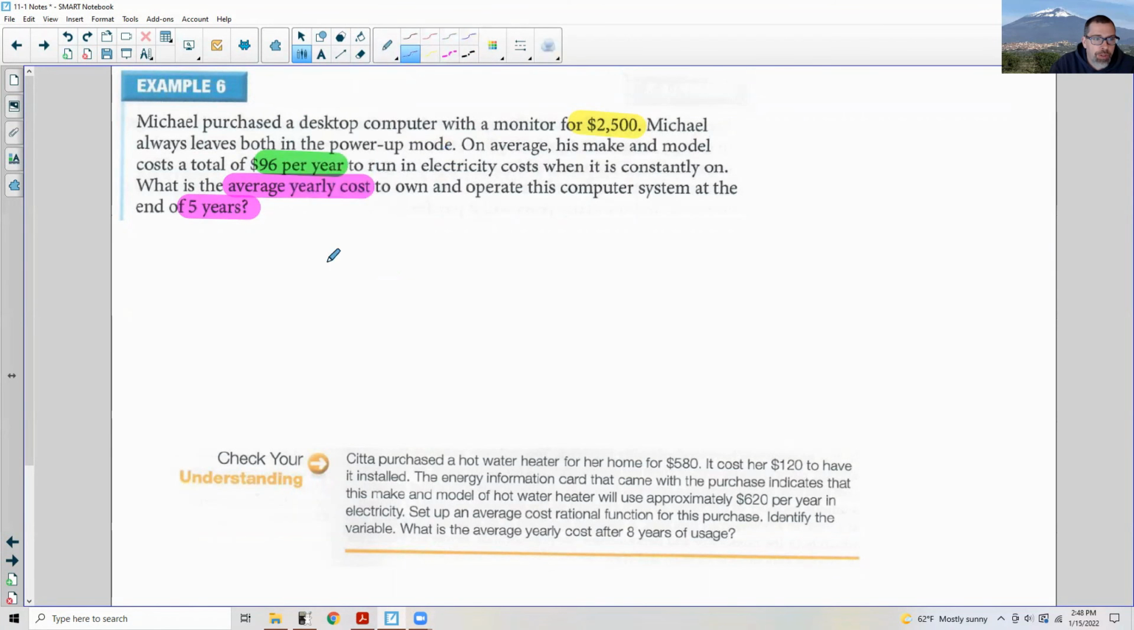Okay, so what are we going to do? We're going to make this a function notation. So cost with respect to x, where x is number of years owned and operated. So C of x is going to equal the cost of the computer and monitor, which is a constant, $2,500. And we're going to add that to $96 per year times x. So then to solve this, we want to know what C of 5 is, 5 years. So that's going to be $2,500 plus 96 times 5.